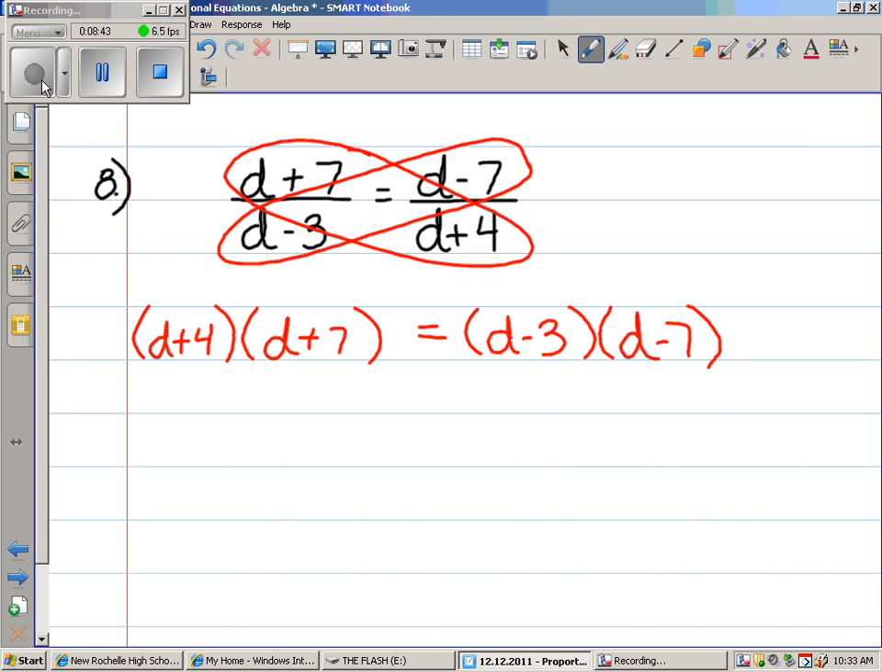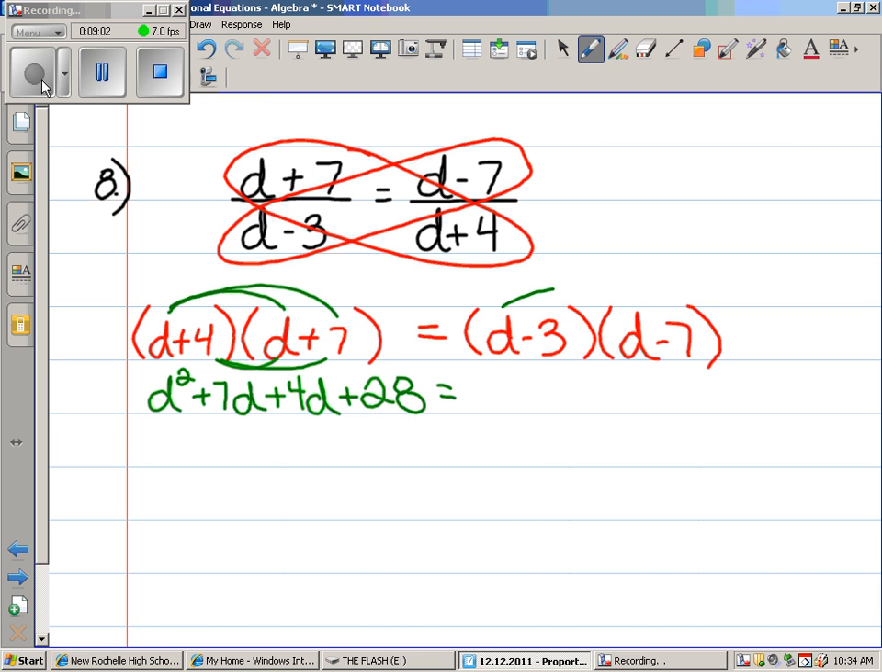You ready? So d times d is d squared. d times 7 is 7d, plus 4d, plus 28, equals d squared minus 7d minus 3d plus 21.